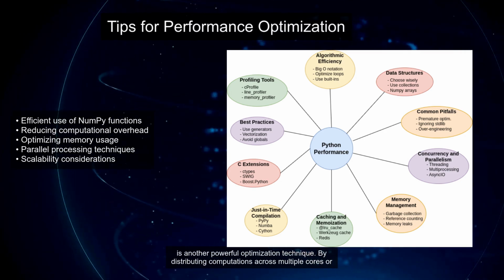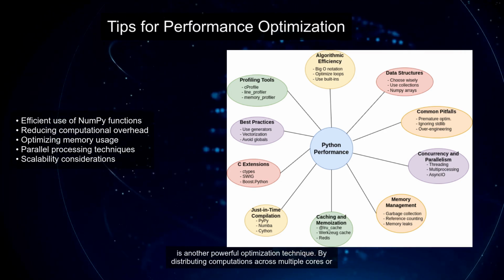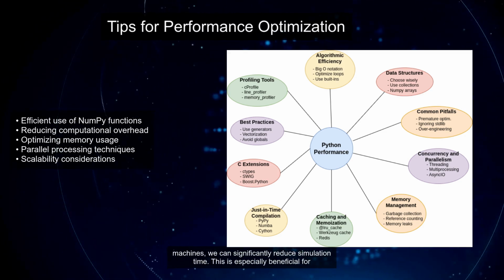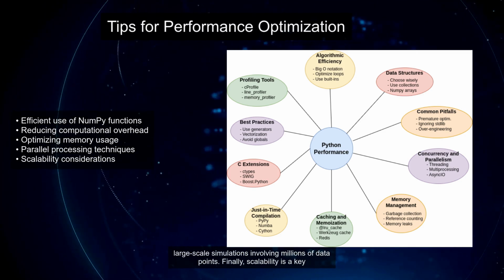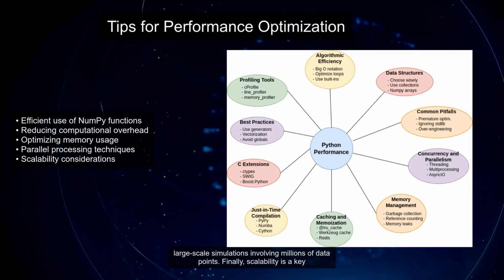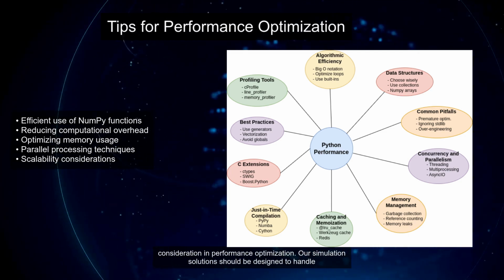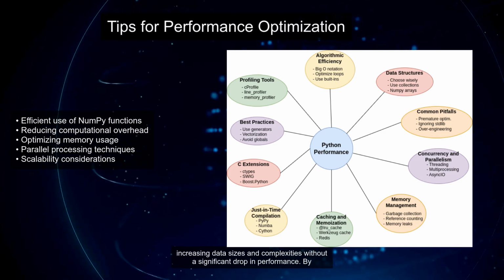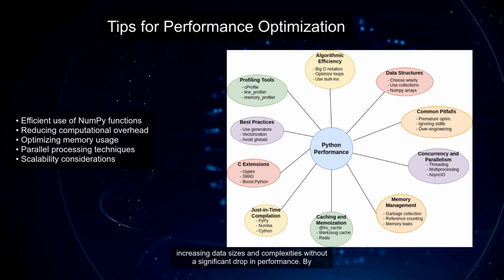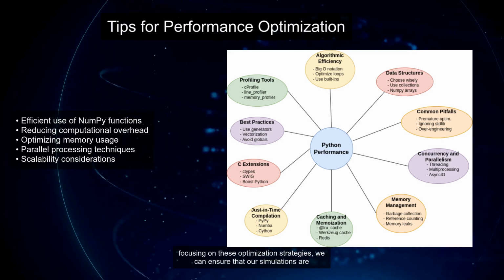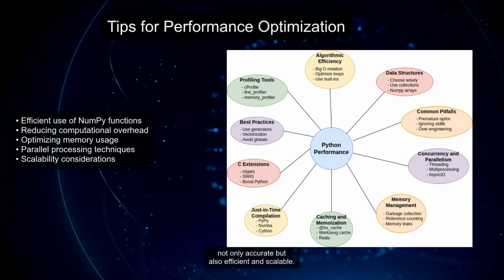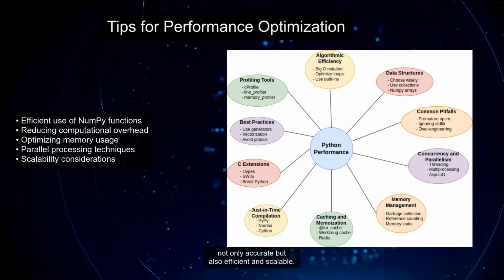Parallel processing is another powerful optimization technique. By distributing computations across multiple cores or machines, we can significantly reduce simulation time. This is especially beneficial for large-scale simulations involving millions of data points. Finally, scalability is a key consideration in performance optimization. Our simulation solutions should be designed to handle increasing data sizes and complexities without a significant drop in performance. By focusing on these optimization strategies, we can ensure that our simulations are not only accurate but also efficient and scalable.